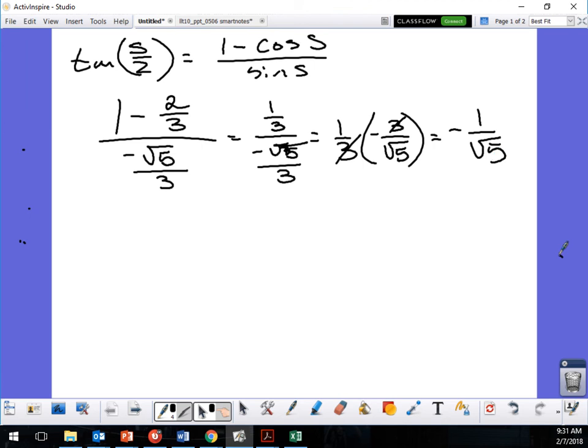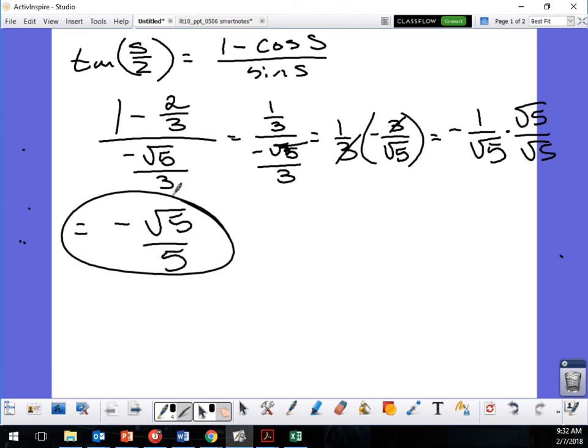Then I have to rationalize from here, right? Rad 5 over rad 5. So rationalizing is going to give me negative rad 5 over 5. And that one's for my tangent. Now, on these notes, I did all 3 different problems for you. You're not going to have to do all 3 on every single problem. It's going to ask you for one of those. My example had 3 different parts, so I just did them all so you could see it all.